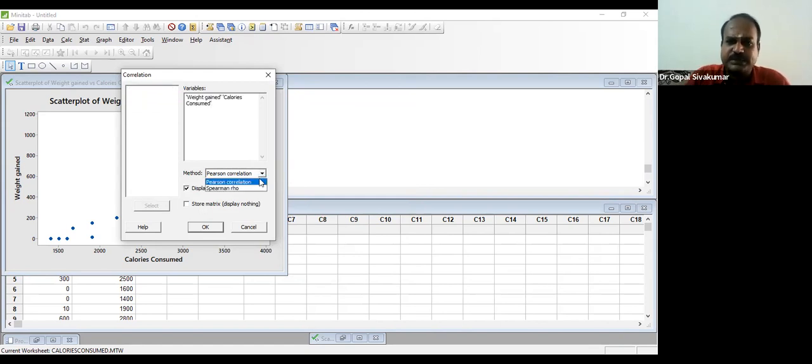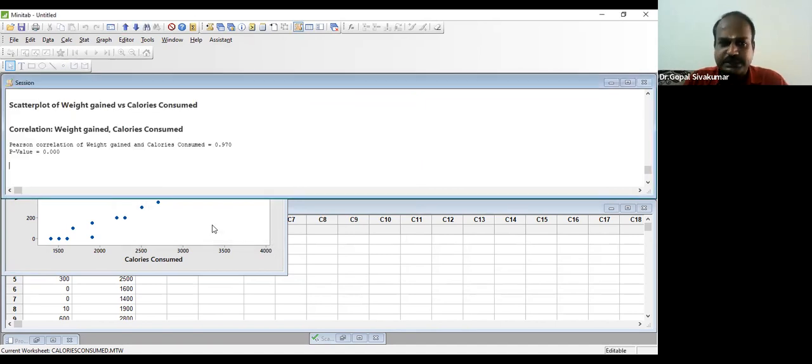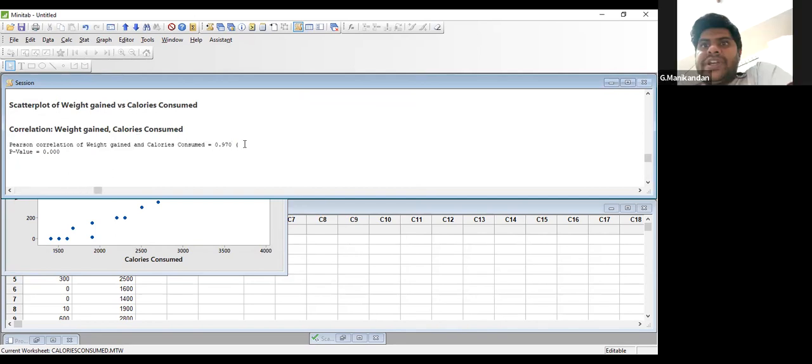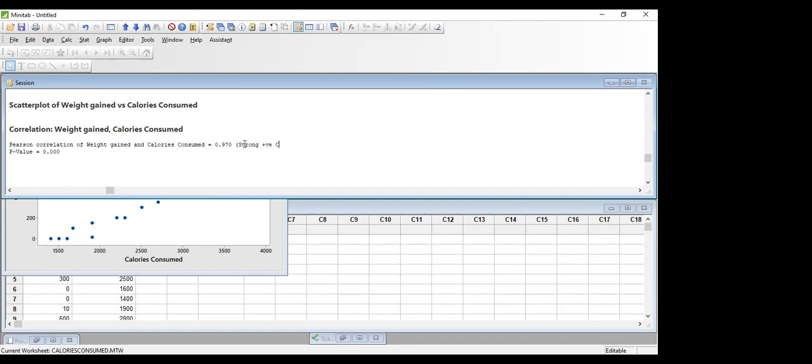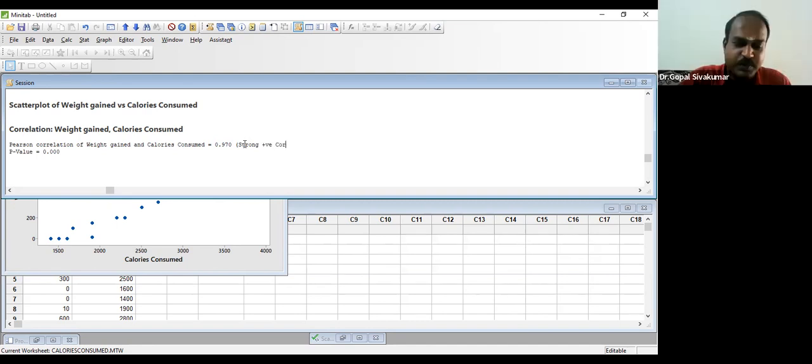There are different coefficients that exist. We have learned Pearson correlation. Select that. Display the p-value. Of course, we always require a p-value and then give OK. Now, correlation study is conducted. Look at the Pearson correlation coefficient value. How much is it? 0.9. 0.9 means it is near to 0? Very good. Near, sorry, 1. So it's strong positive. Strong positive correlation.